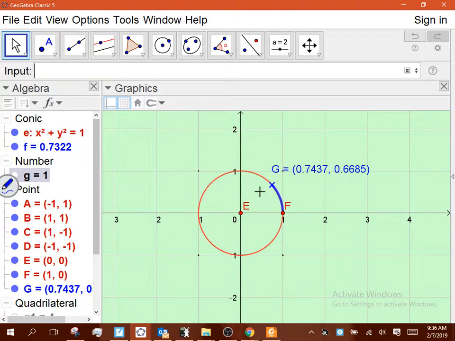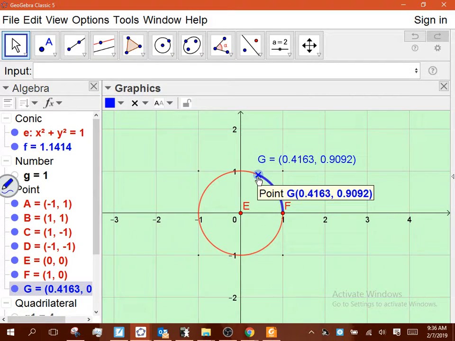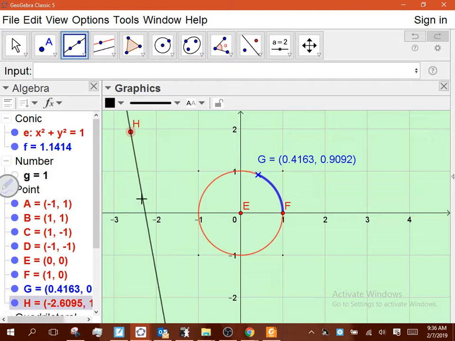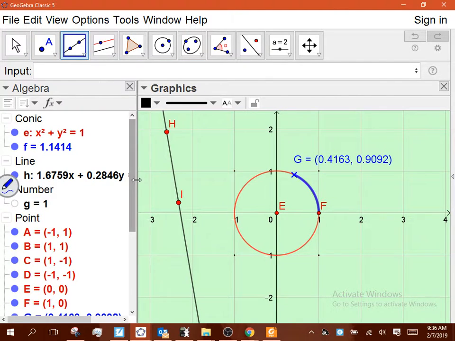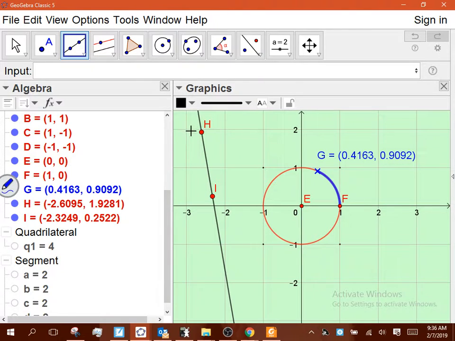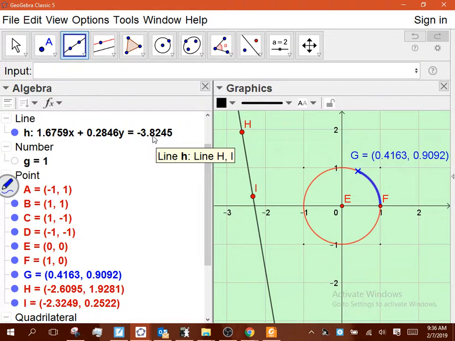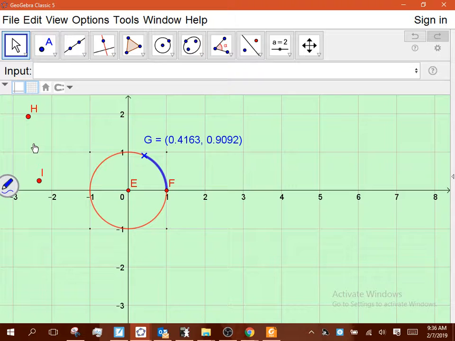Okay? Any point that is on the unit circle, when I square the x and then square the y and then add those together, I get 1, right? That's any equation ever, right? The points that are on it, if I take that line right there, which is this equation, okay? If I take that point h, which is negative 2.6095, comma 1.9281, if I plug that information of h into that x and that y, what am I going to get back? Negative 3.8245, right? I'm trying to satisfy an equation. So that's what you know with linear equations. The same thing happens with circles, which are nonlinear equations.